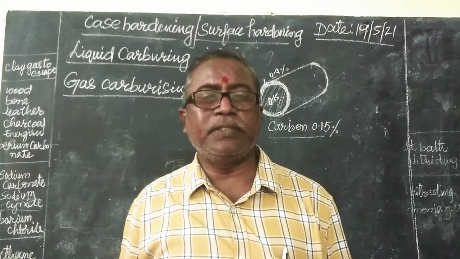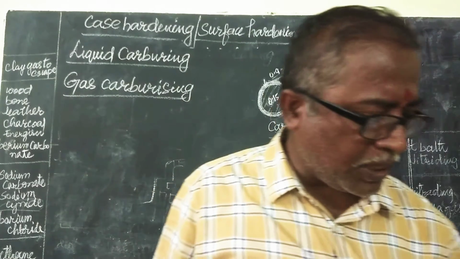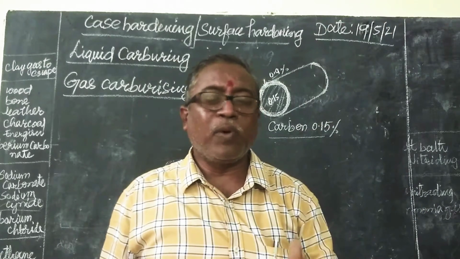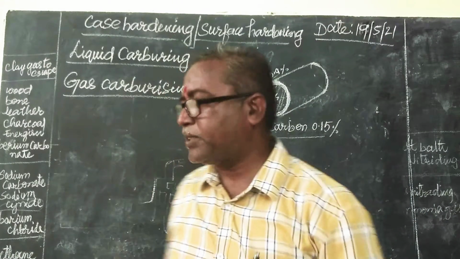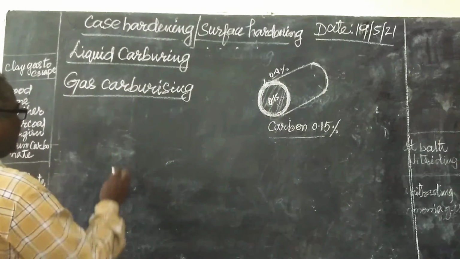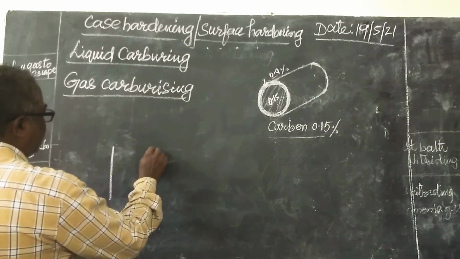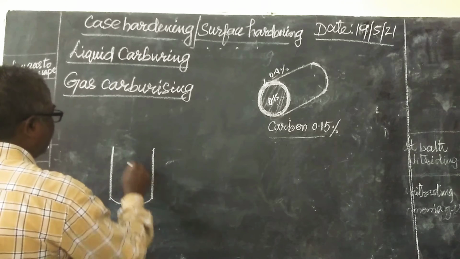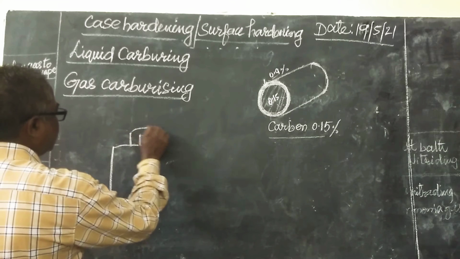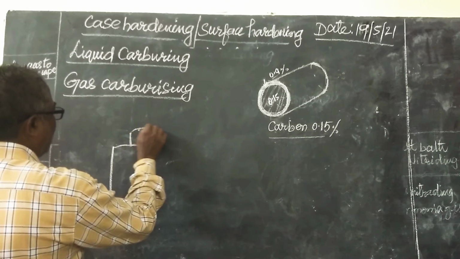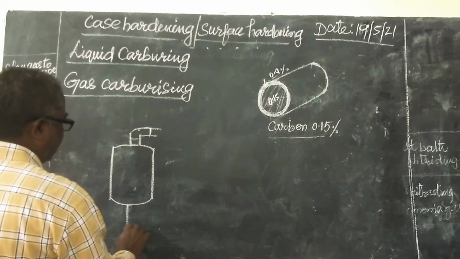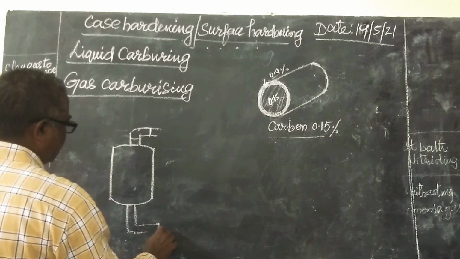This gas, what are we using in this? We are using propane, methane. That is, one container will be like this. The container will be like this. In this container, the pipes are given here like this, so as to avoid the hot air escaping like this and like this.